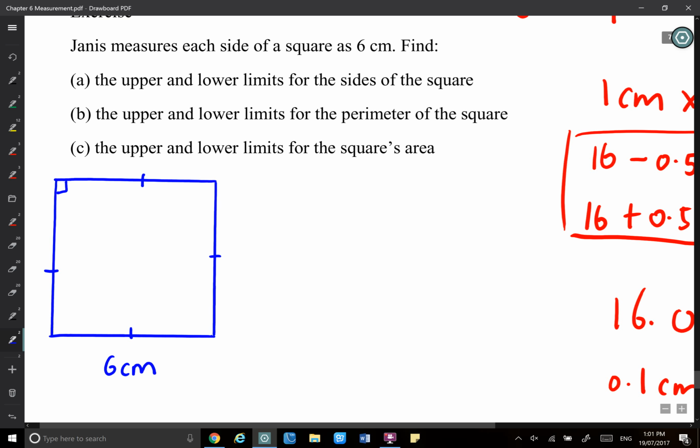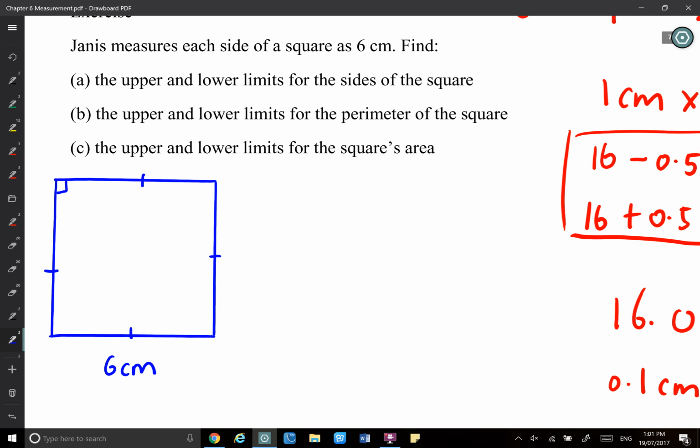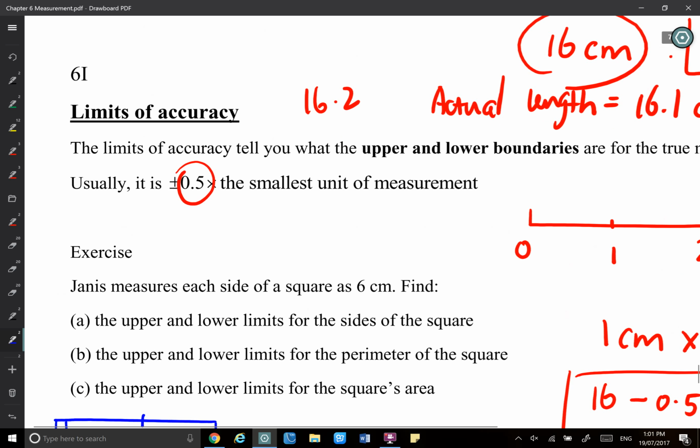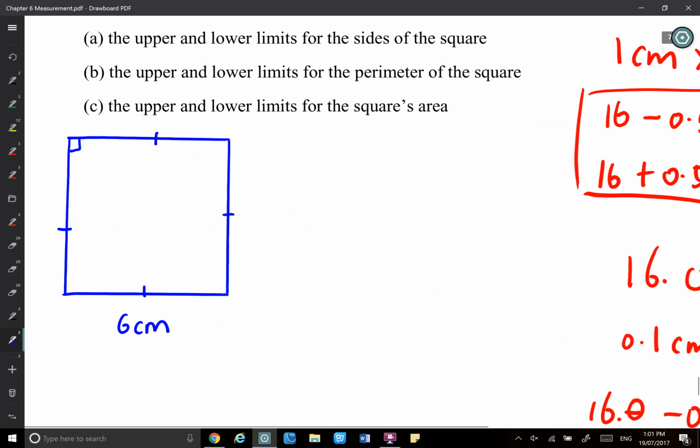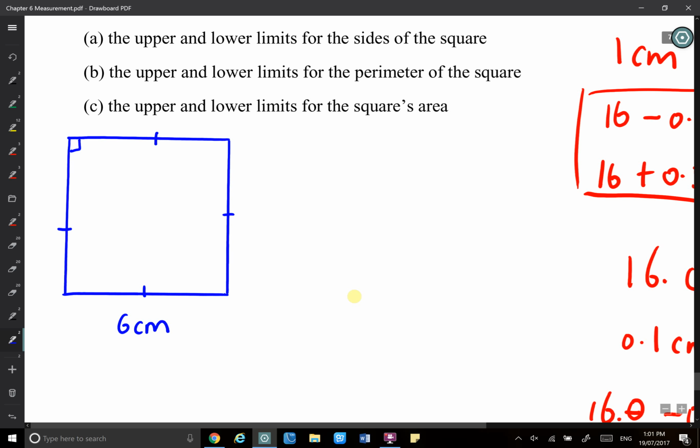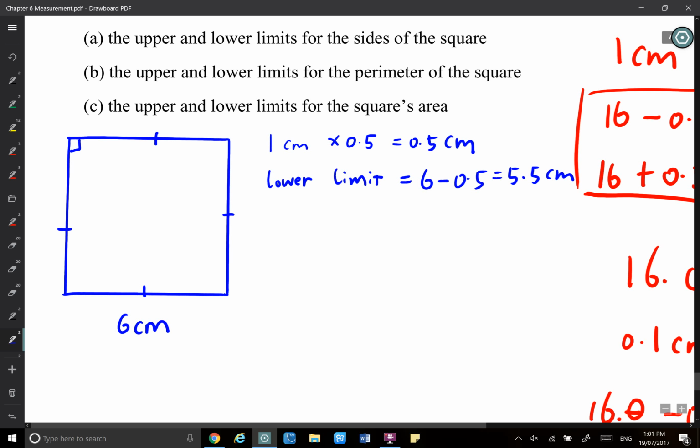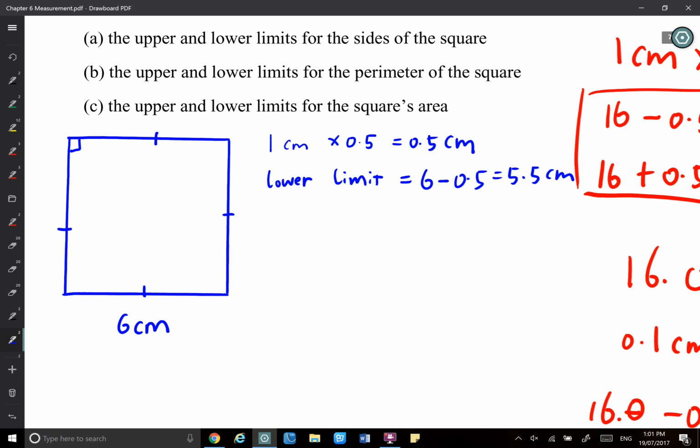Okay, it might not be exactly 6. What's the possible range? We just talked about that on the top, 16, it's not the same. So 1 centimeter is the smallest unit. I will times the smallest unit by 0.5, which gives 0.5 centimeter. So the lowest value I can round to 6 will be 6 minus 0.5, which equals 5.5 centimeters. If I want to round it to 6, the lowest value I can have is 5.5.